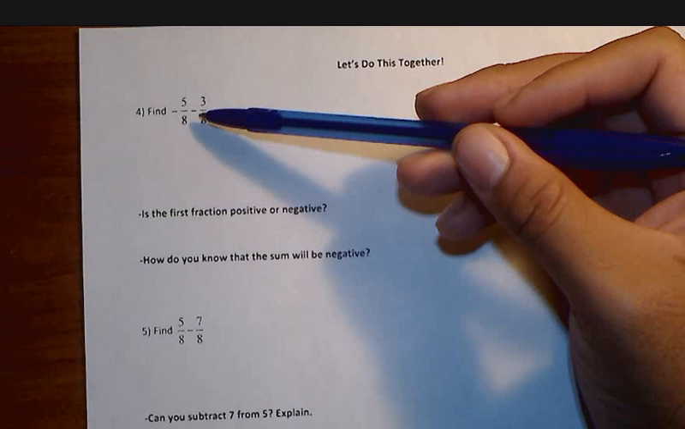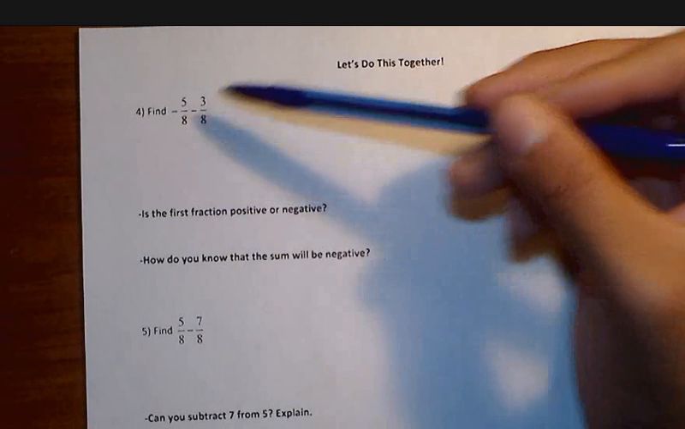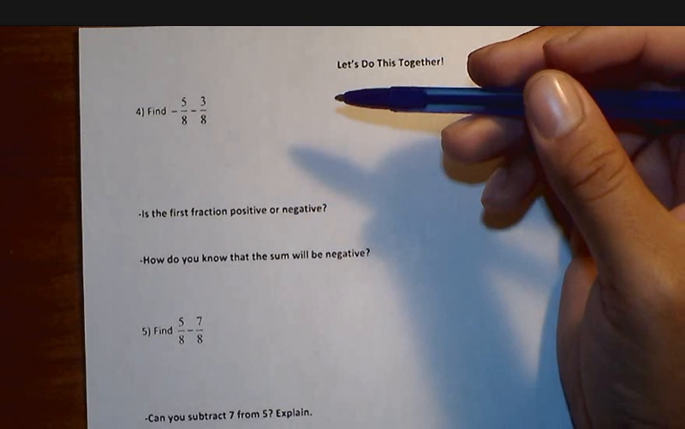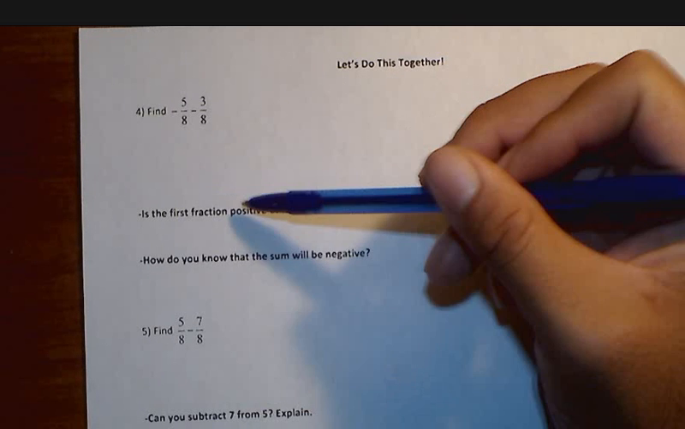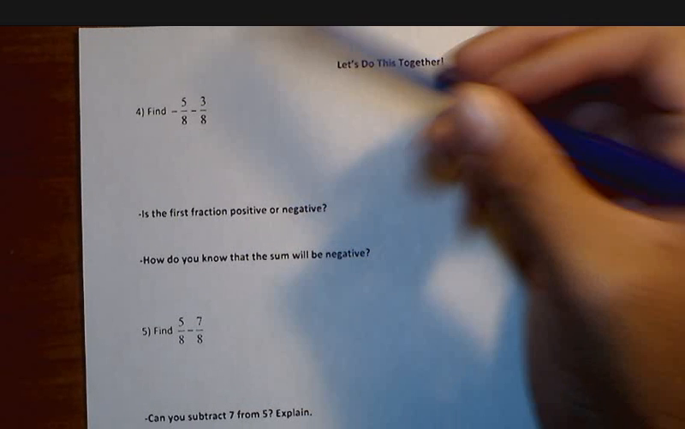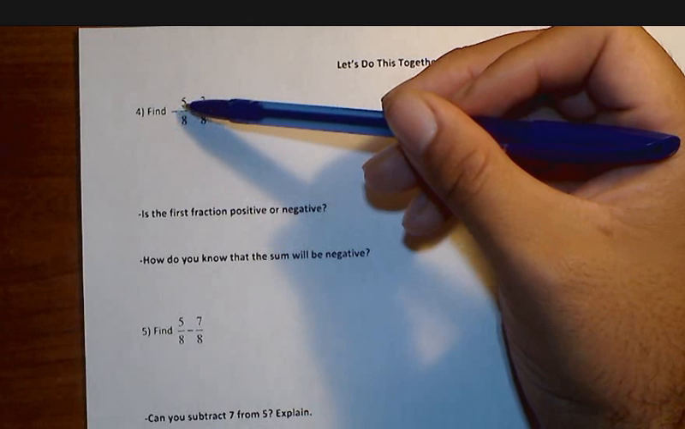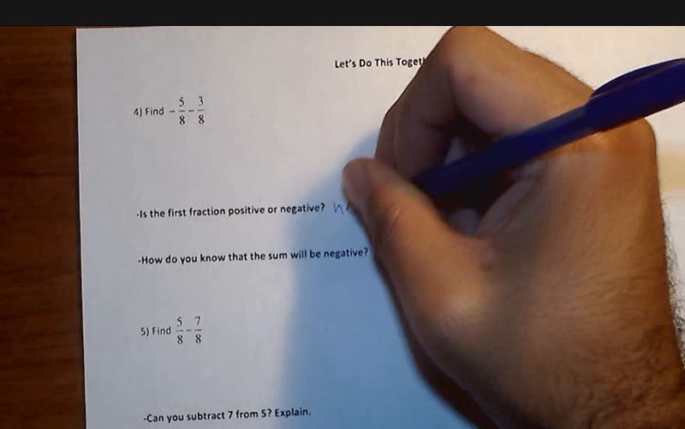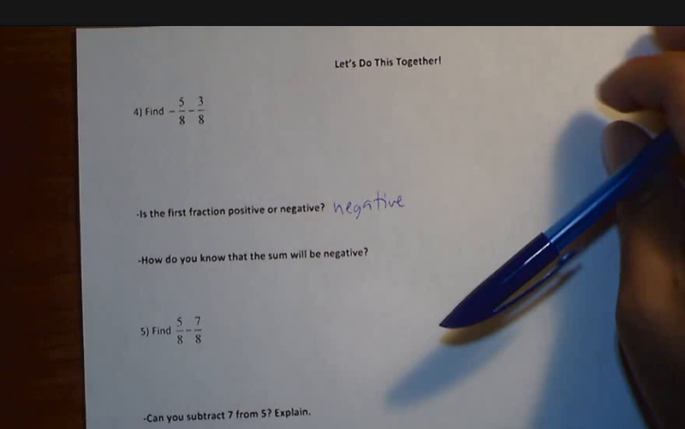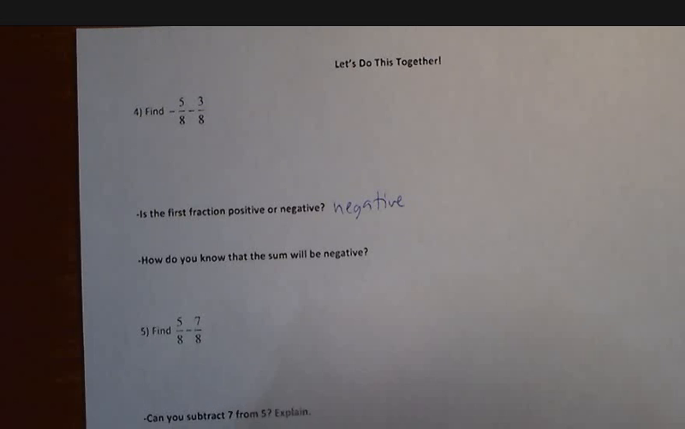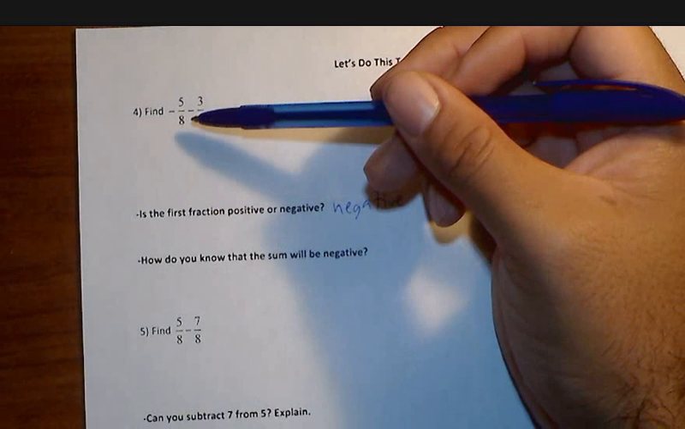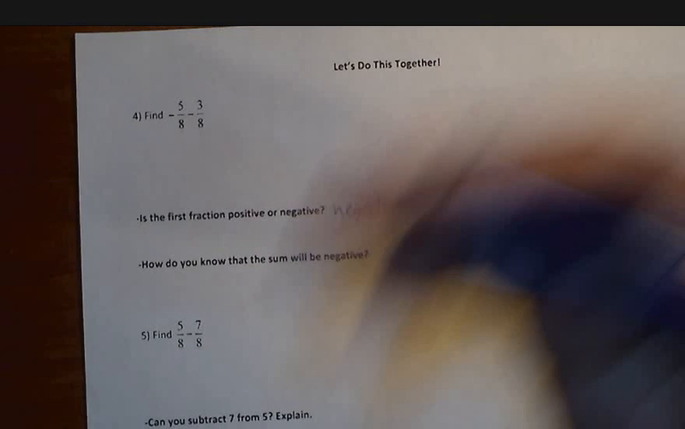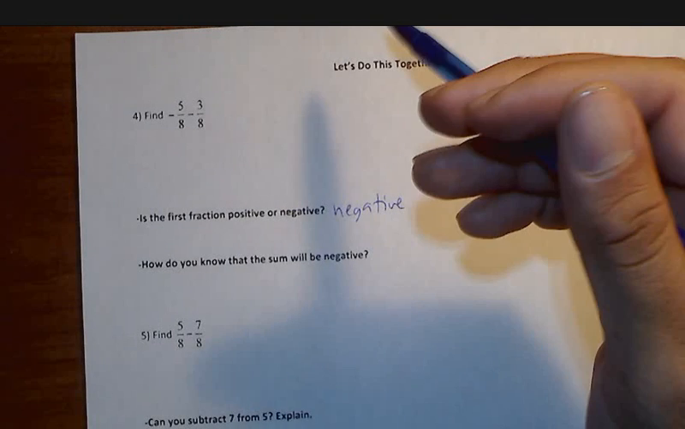They're both 8. So what I want us to do is to figure out, is the first fraction a positive or a negative? Well, looking at this first fraction, I notice that the negative sign is in front of the fraction. Therefore, it is negative. Now here's the problem. We have a subtraction problem here. Now when I was going over adding integers, those are the rules that we want to use mainly. But sometimes we get these subtraction problems here.